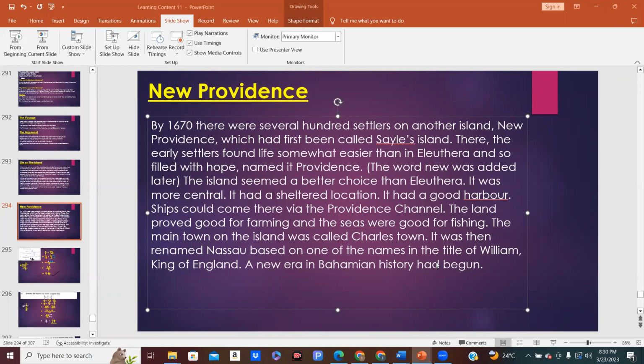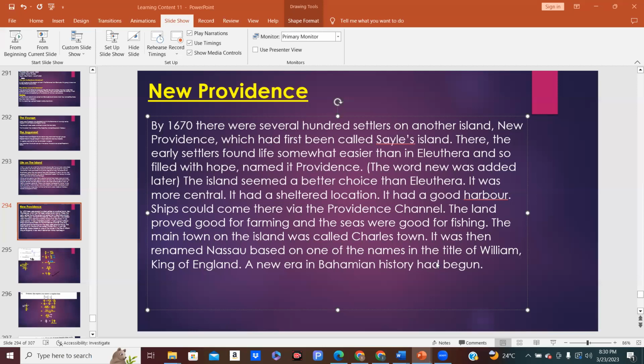By 1670, how many settlers were on another island? Several hundred. Very good. Caleb, what was New Providence first called? It was first called Sales Island. Very good.